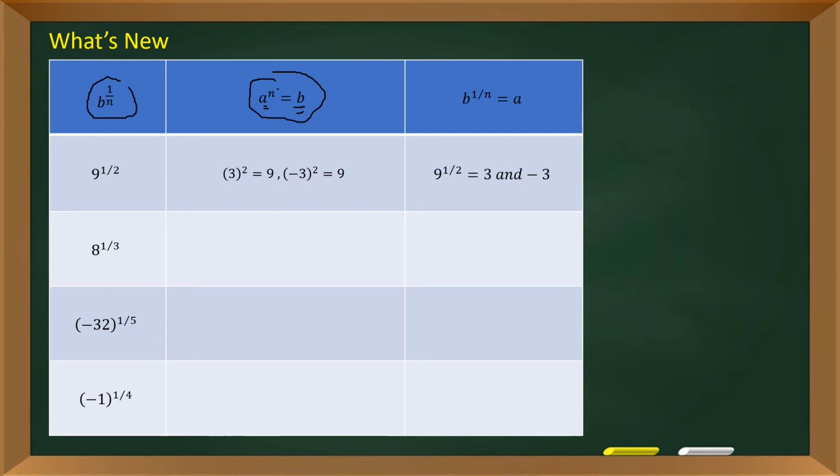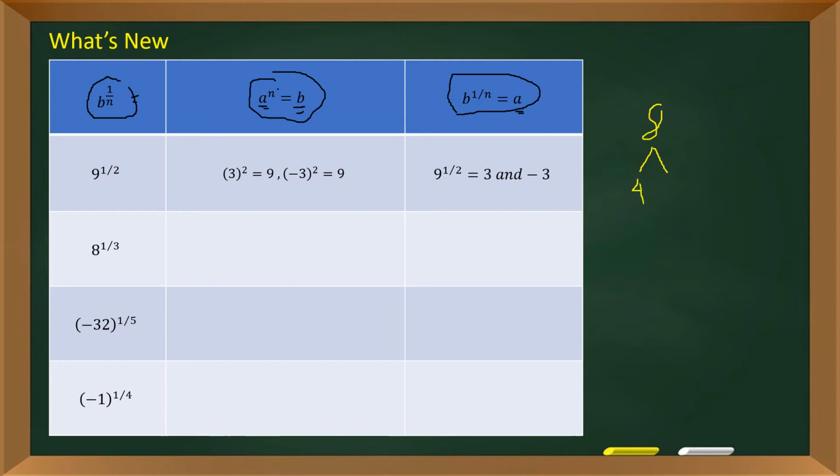And on the third column, we have to go back to b raised to 1 over n from the first column and express it as a from the second column. Okay, so let's try the second row because the first row is done for you. 8 raised to 1/3. So 8 shall be expressed into an exponential form a raised to n. Now let us do the prime factorization to express 8 into exponential form.